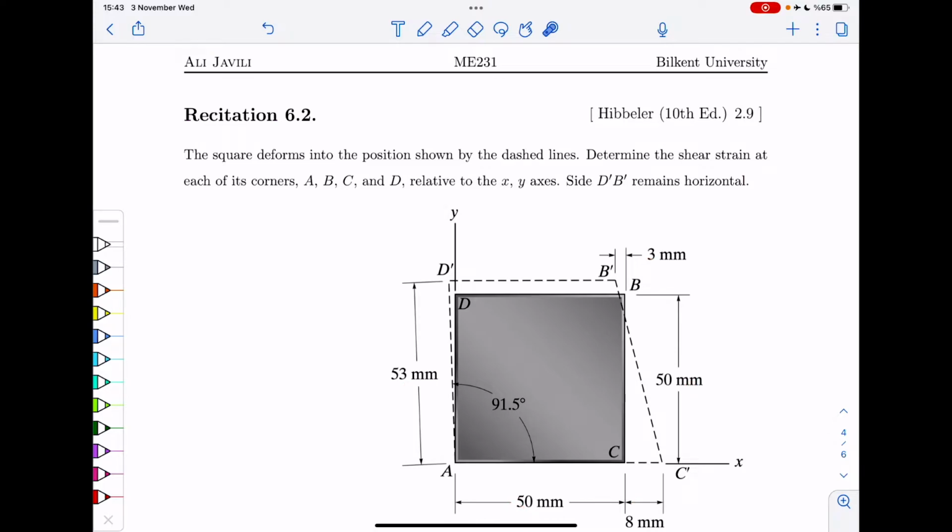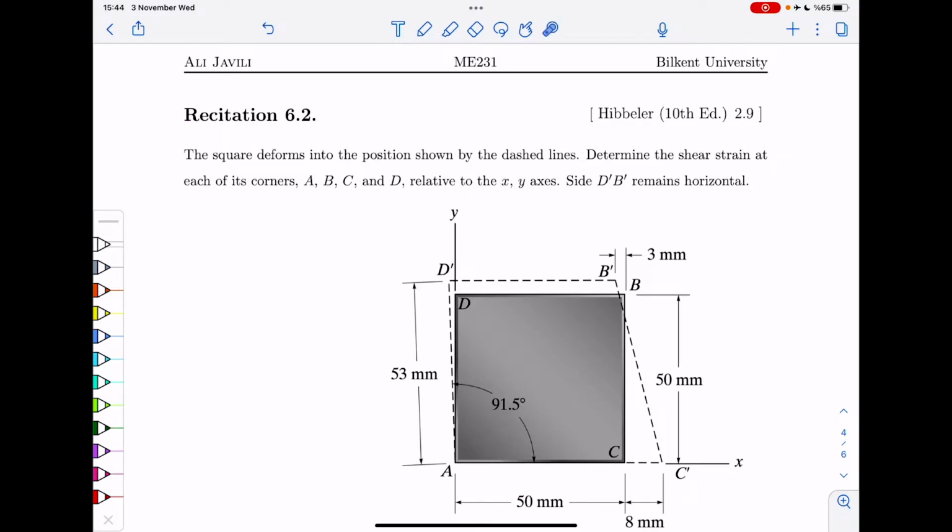For this picture, you are asked to compute the shear strains at every corner of this. So here you have a shear strain, here you have one, here you have one, here you have one, and obviously they are related to these angles. Okay? So the first thing I need to remind you is the definition of the shear strain itself.